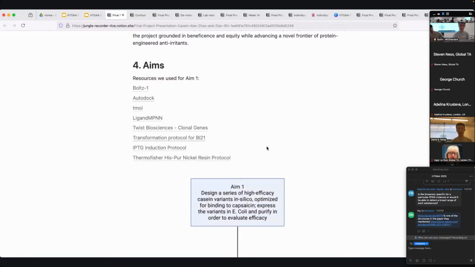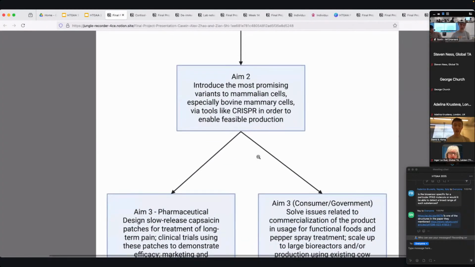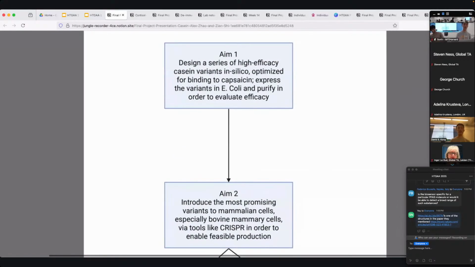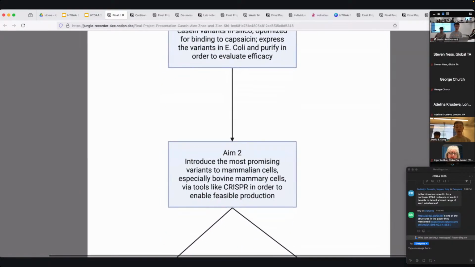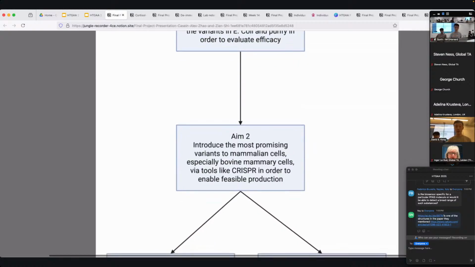And for the aims for our project, Aim 1, of course, is to design a series of very high efficacy casein variants in silico and then produce those in E. coli in order to evaluate their efficacy in a lab. And that is our current goal. Aim 2 is to introduce the most promising variants in mammalian cells, such as via CRISPR. So we want to be able to actually manufacture these in, like, cows, for example.